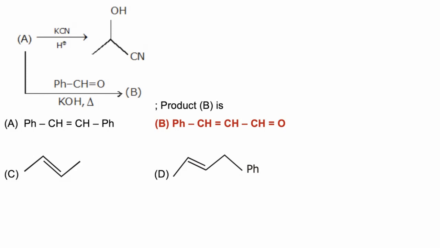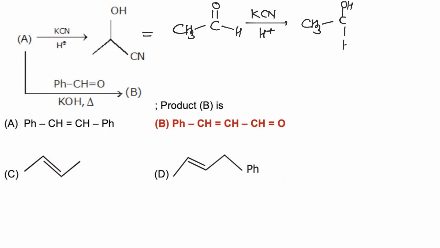In this reaction, we have to identify a reactant A which on reacting with KCN forms this cyanohydrin. To form this cyanohydrin, we require acetaldehyde, because acetaldehyde on reaction with KCN followed by acidic water will give this cyanohydrin. So A must be acetaldehyde.